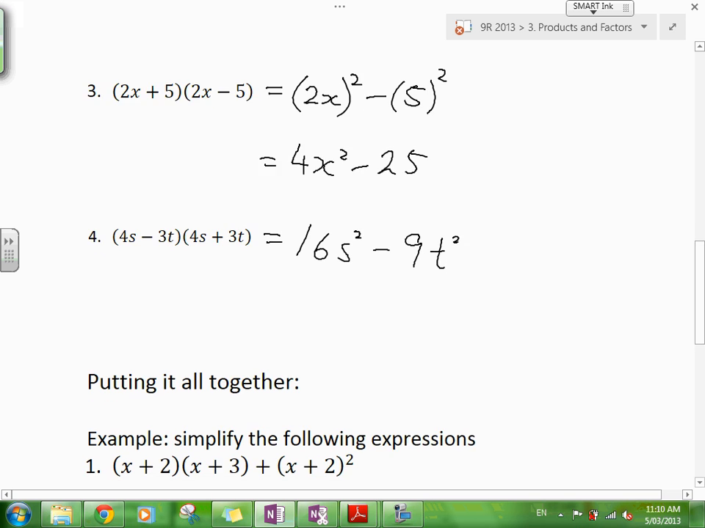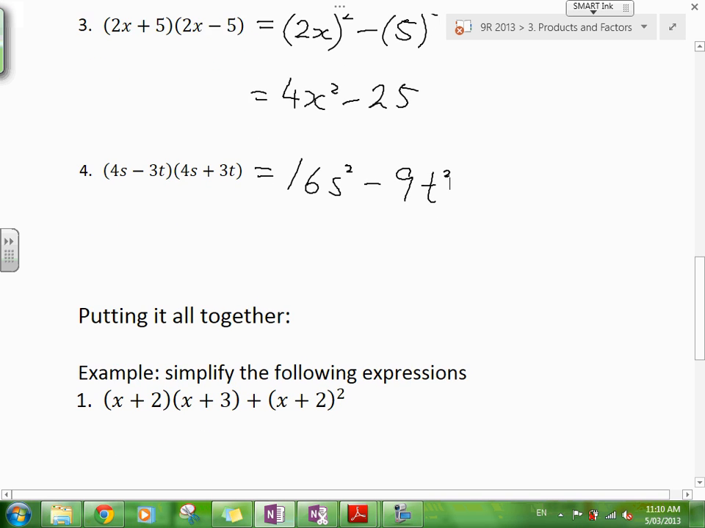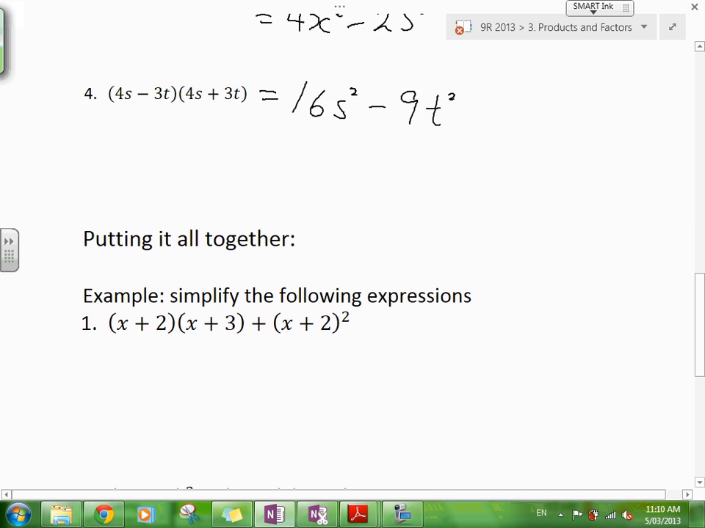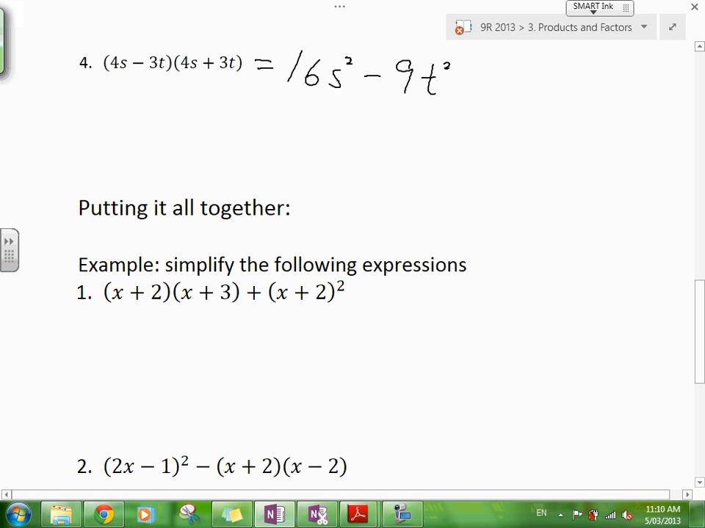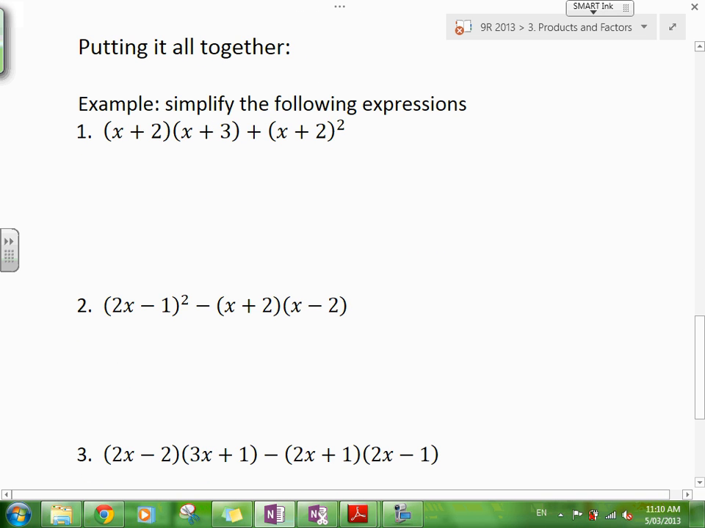Okay, so if we have a look, example, simplify the following expressions. So we've got a few. So we've got the first one, x plus 2, x plus 3, plus x squared plus 2, x plus 2 all squared. Alright, so we need to take each part separately, expand it, and then simplify. Okay? So the first part we're going to do is x plus 2, x plus 3.